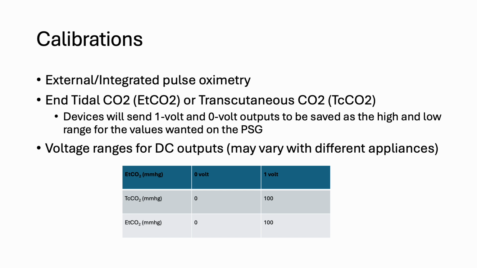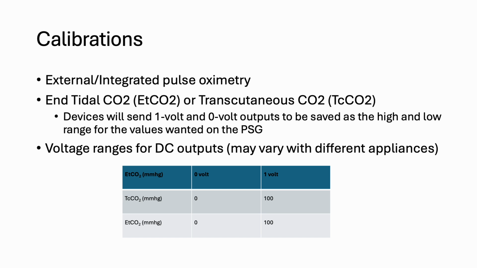Every lab is different. When I worked in Raleigh, to calibrate the pulse ox, there was a function on the pulse ox machine that would say send 1 volt, which would artificially represent 0% on the pulse ox, and then send 0 volts, which would artificially represent 100% on the pulse ox.